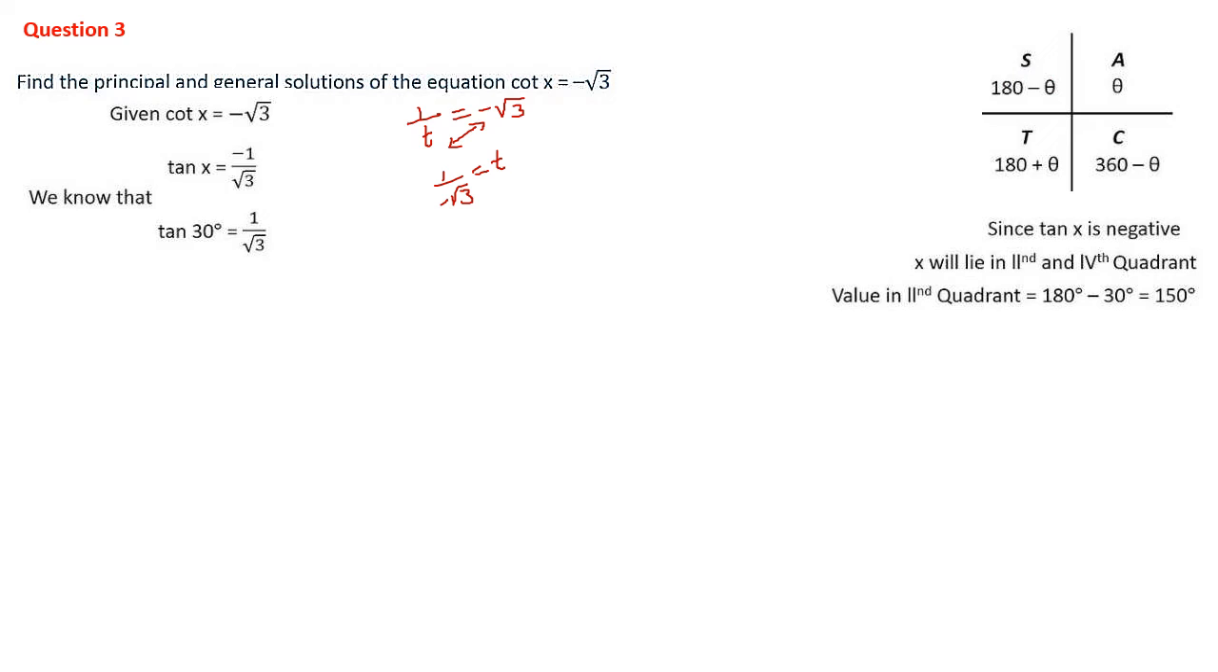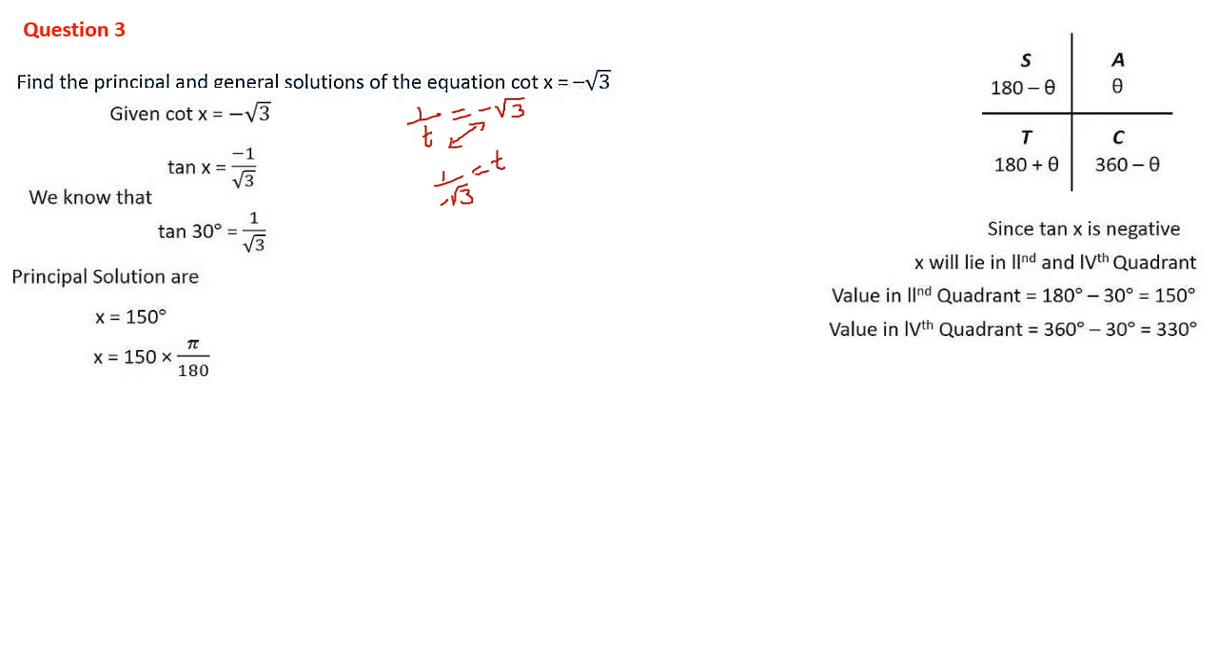Our theta we have calculated here as 30. So 180 minus 30 is 150, and in the fourth quadrant it is 360 minus theta, that means 360 minus 30, that is 330 degree. The answers are here, but this is in degrees. We have to convert it into radians, that is the work we have to do. So the principal solution, x is equal to 150.